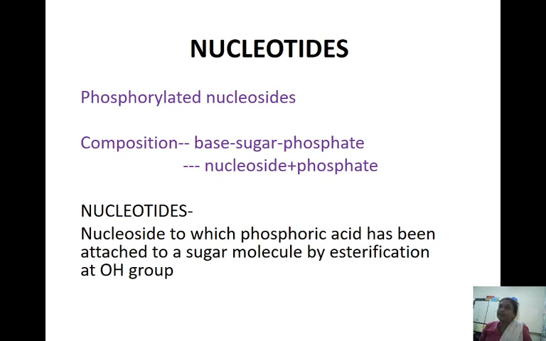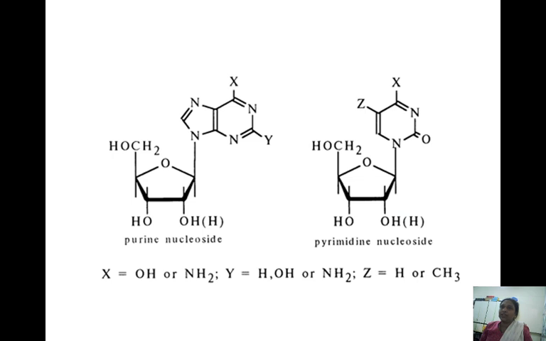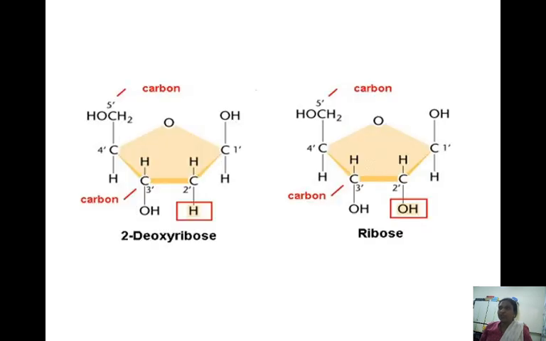Now nucleotides are defined as nucleosides to which phosphoric acid has been attached to a sugar molecule by esterification at an OH group. If the sugar is a ribose sugar, the OH groups are present at 2 prime, 3 prime and 5 prime. If the sugar is a deoxyribose, the OH groups are present only at the 3 prime and 5 prime.